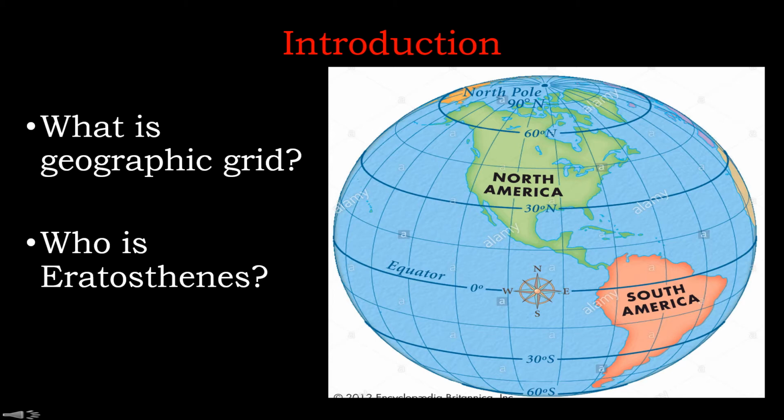The intersection of latitudes and the longitudes pinpoint any place on the Earth's surface. These crisscrossing lines form a framework known as the geographic grid. Who is Eratosthenes?